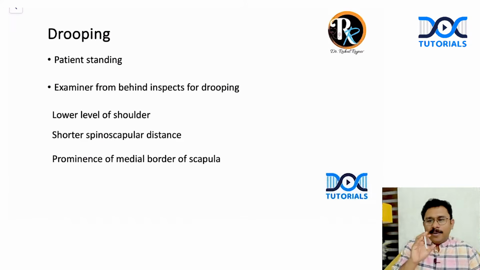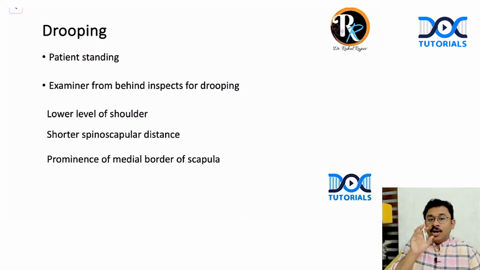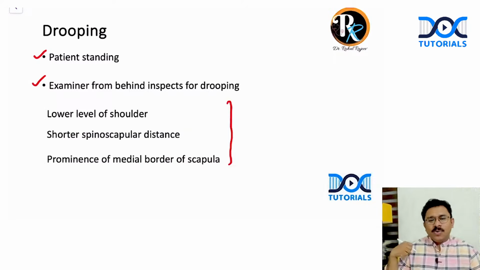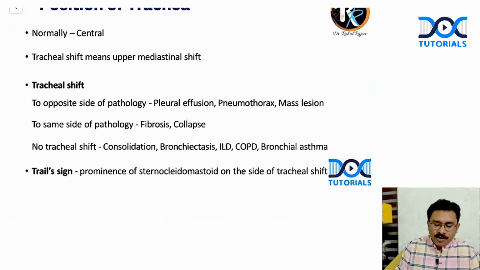And when you are asked by the examiner to observe for drooping, make sure that the patient is standing and the examiner is standing from behind, inspecting for any sort of drooping. And when do you say that there is drooping? Out of these 3 points, you need at least 2: a lower level of shoulder on one side, a shorter spinoscapular distance on that side, and a prominence of the medial border of scapula. If any 2 are present, that is when you can say there is drooping, and yes, there is a volume loss. That is what you have got to understand.